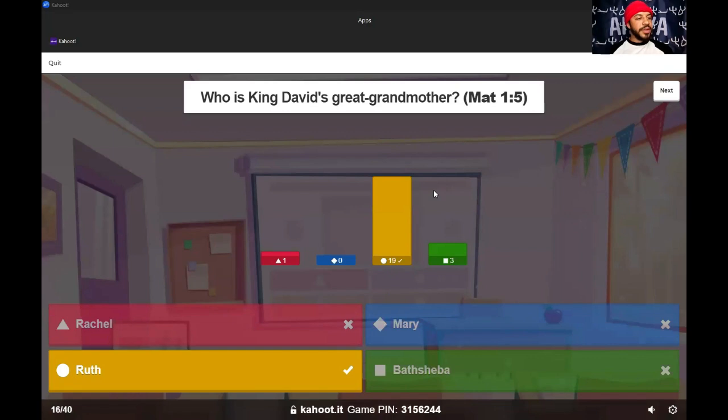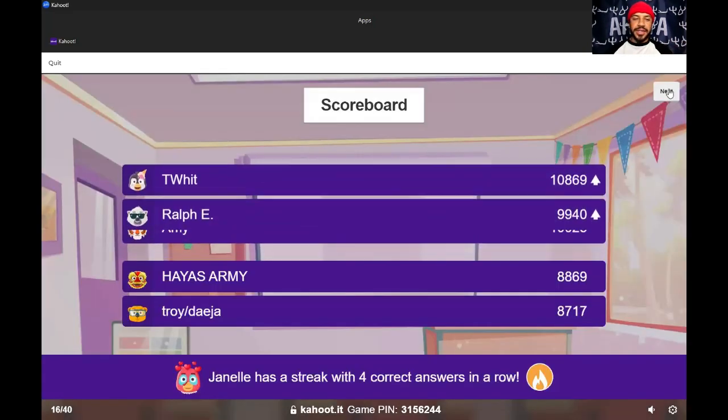Ruth is the correct answer. Let's go to Matthew 1:5. It says, Obed of Ruth, and Obed begot Jesse, and Jesse begot David. Ruth is the correct answer. Who got it right?